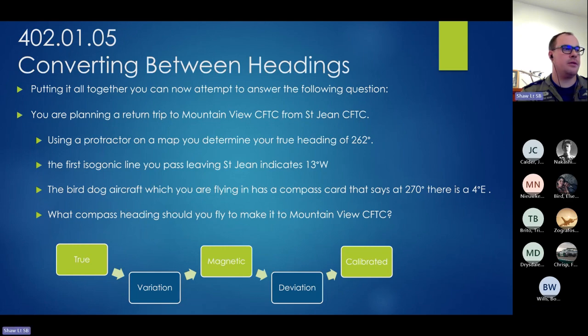Awesome. Okay, go ahead, Nakashima. Correct me if I'm wrong, 271 degrees. Sure, so let's check our work. We know that 262, and then our variation is 13 degrees west, so east is least, west is best, so we get to 275. So 262 plus 13 is 275. And then it says there's 4 degrees east of compass error for deviation, so magnetic to compass. So we were at 275, and then we subtract 4, which gets us to 271.